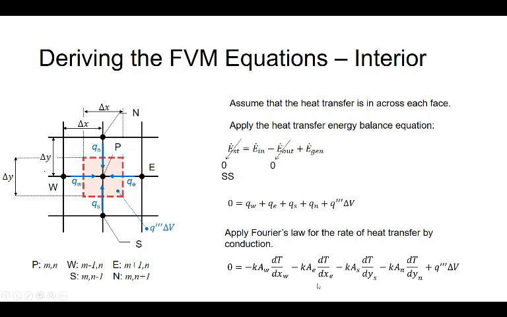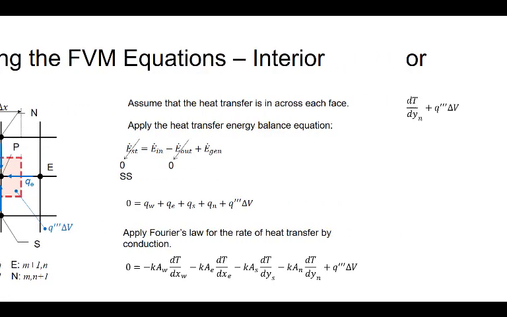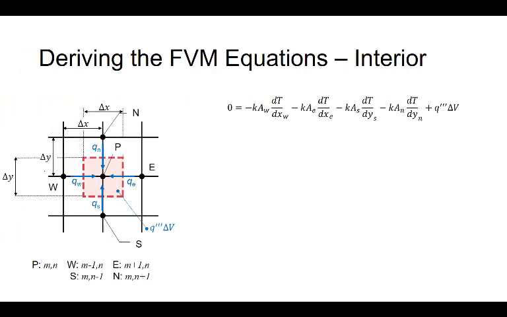A similar substitution is made for the heat transfer across the east, south, and north faces, respectively. Here is the equation repeated. We must now say something about the temperature gradient at each of the faces, as the temperature gradient is the key part of Fourier's law.